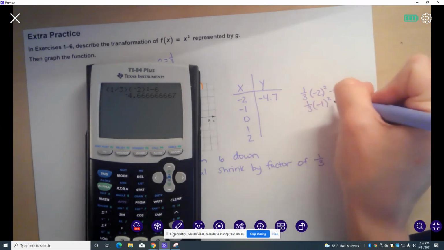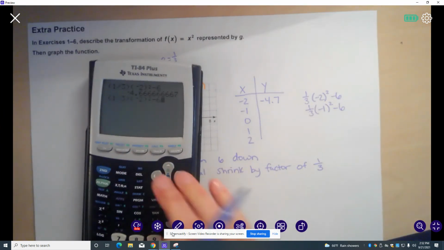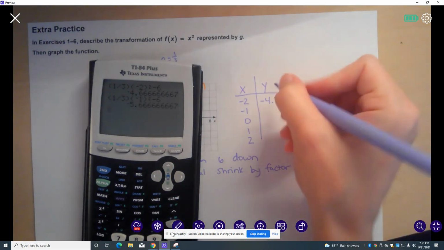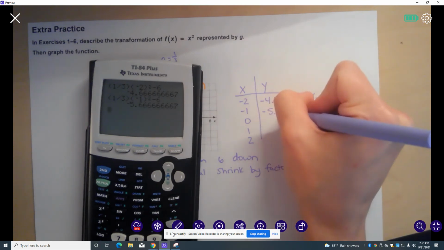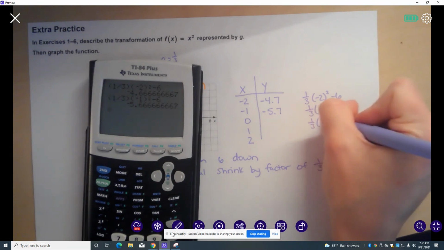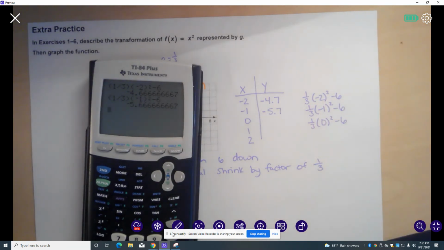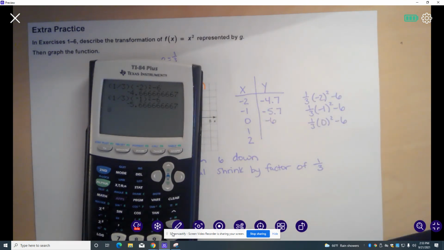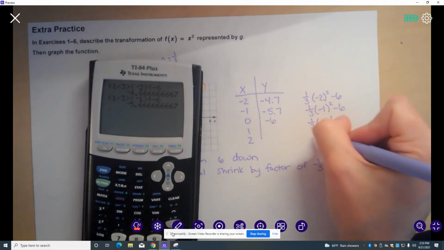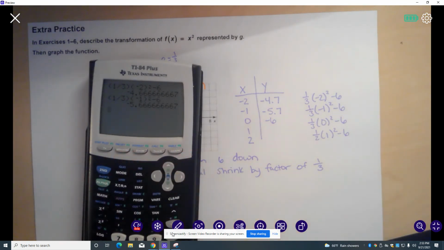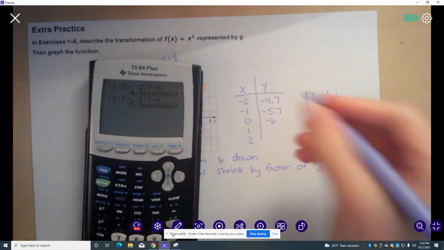I'll do the same thing for my x value of -1. 1/3 times -1 squared minus 6. -5.7. Do the same thing with 0. Plug in 0. I'm going to get -6 there. When you plug in 1 and 2, you're going to get the same values as -1 and -2.